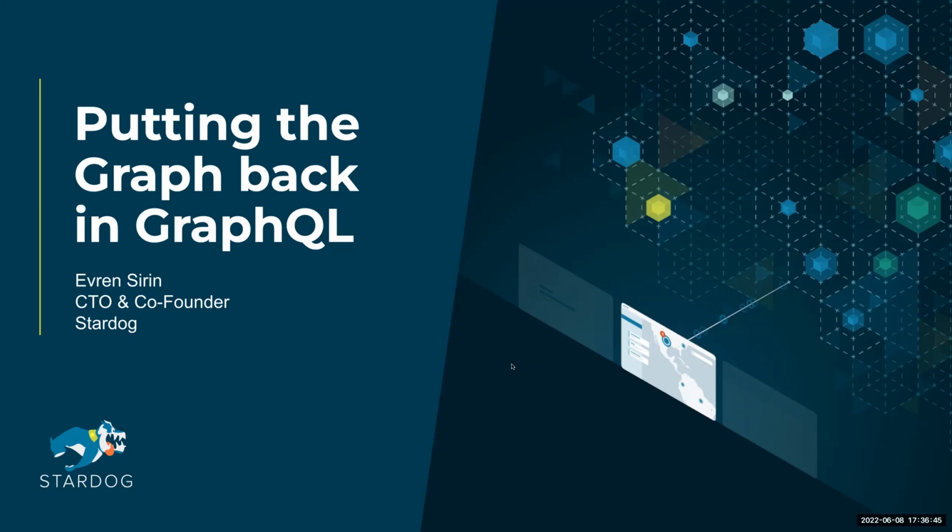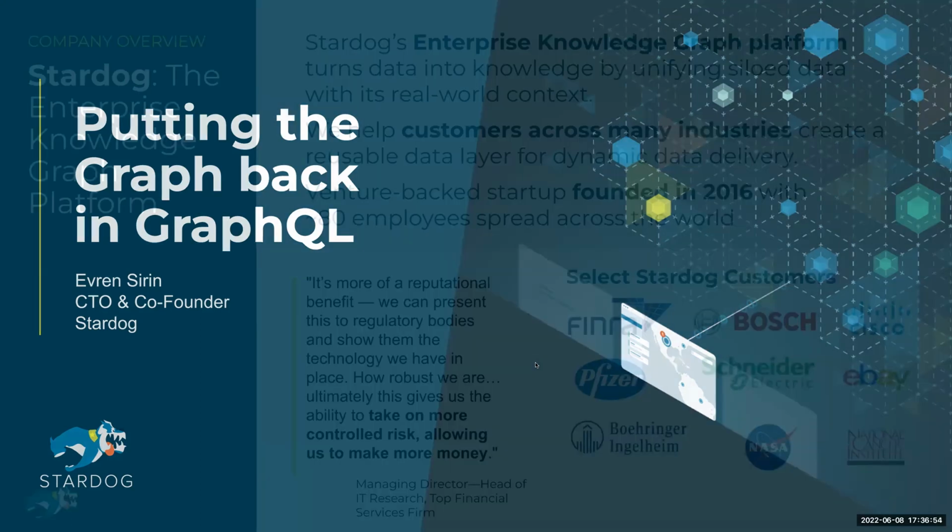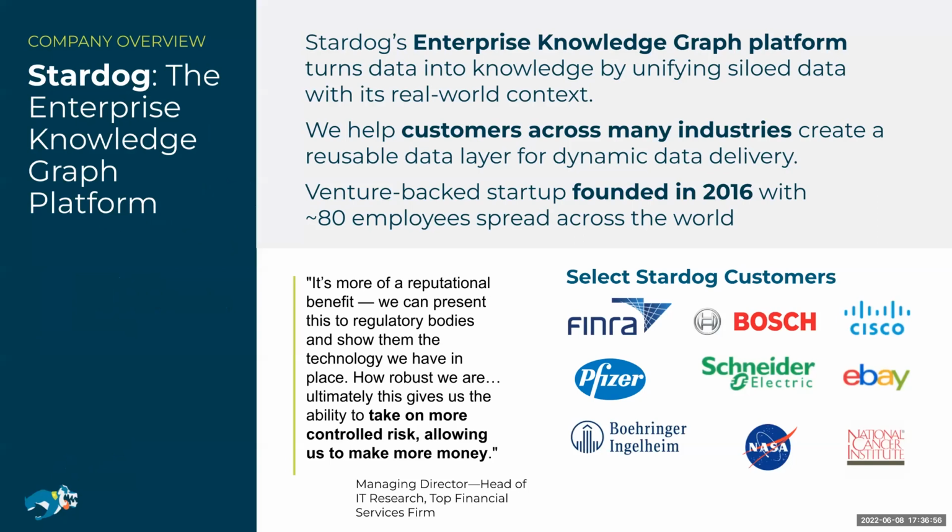So my name is Evren Sirin. I'm the CTO and co-founder of Stardog. And today I'd like to start with giving a little bit of background of where I'm coming from, what Stardog is doing, which will give you a better understanding of how we are approaching the graph in general and GraphQL specifically.